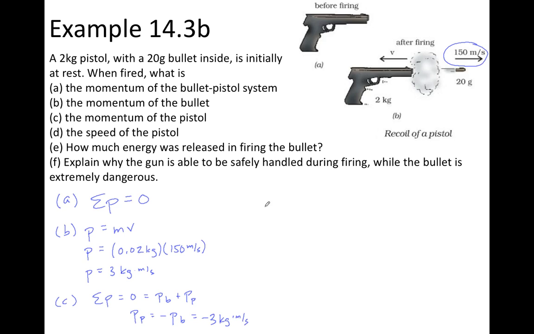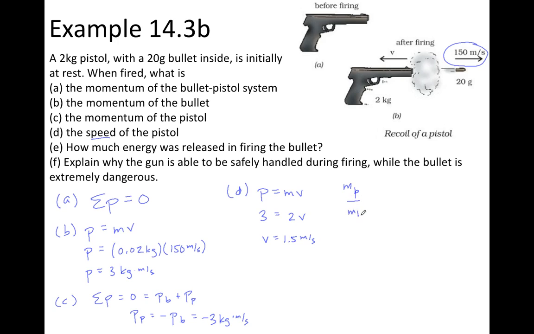And we can calculate the speed of the pistol. Mass times velocity. We know the momentum is 3. We know the mass is 2. Therefore, the speed is 1.5 meters per second. It is backwards, but it was asked for a speed. All speeds are positive.